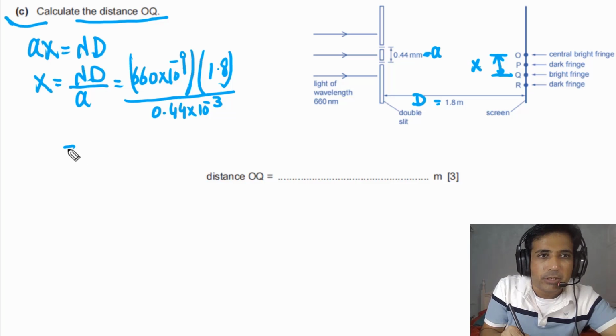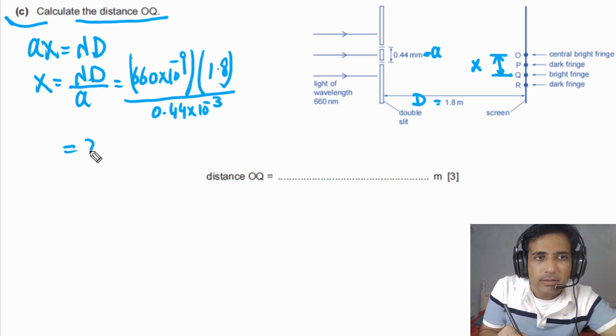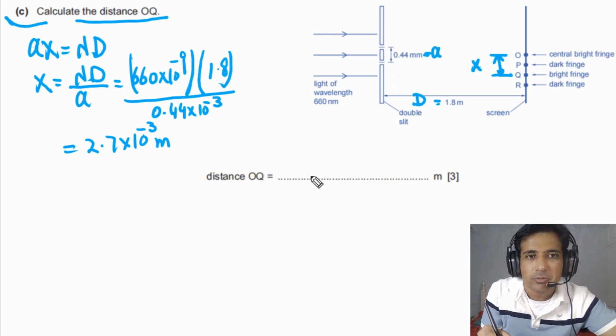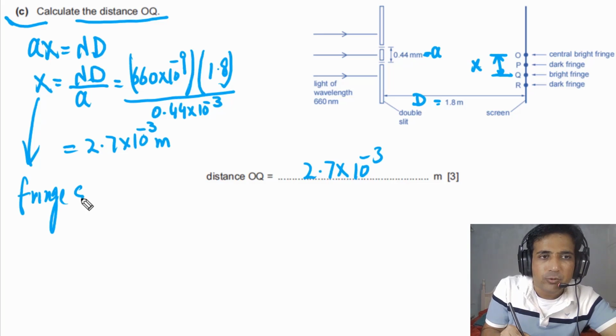Now simply if we put these numbers into the calculator, we can find the value of x, which means we can find the fringe spacing. That will be equal to 2.7 times 10 to the minus 3 meters. So this is our final answer, and this is the fringe spacing. X is called the fringe spacing. So simply you have to use the formula for this question.